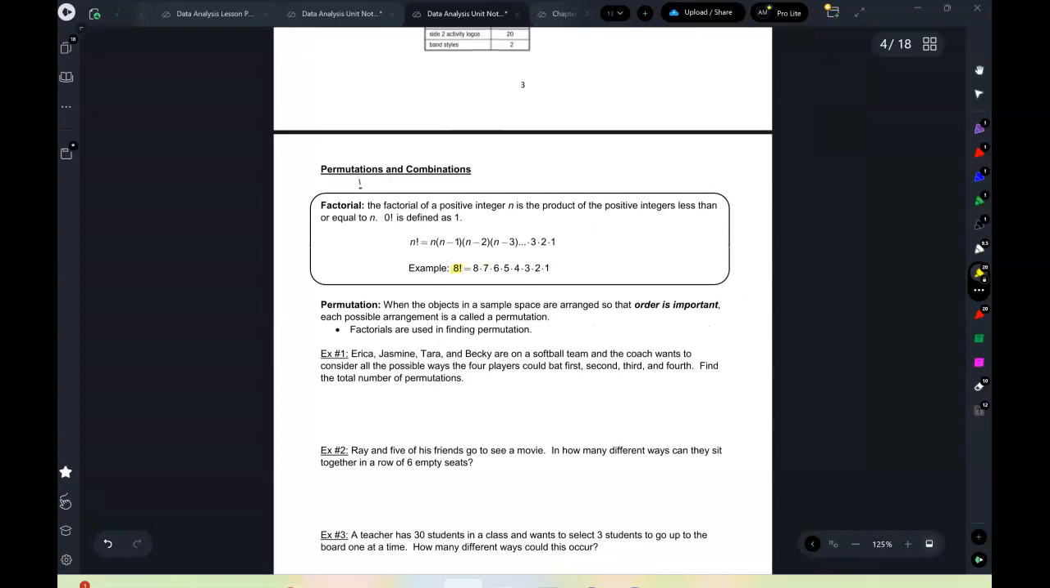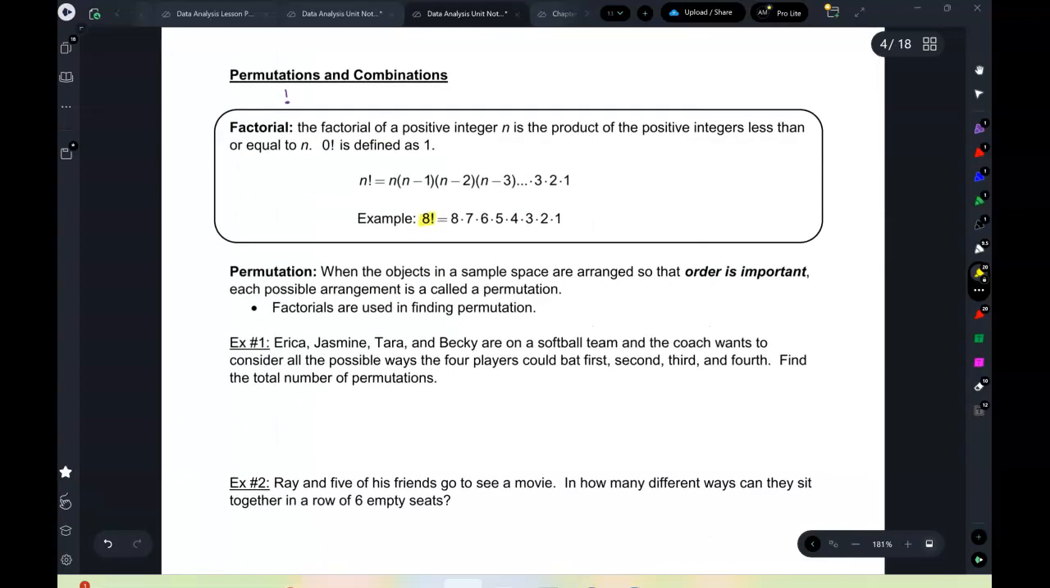The way we write that is, if you have n factorial, then it's n times n minus 1 times n minus 2 times n, etc., until 1. Now, another thing you have to remember is 0 factorial is 1, right? Just like 5 to the 0 is 1, 0 factorial is also 1. Okay? So that's what a factorial is.